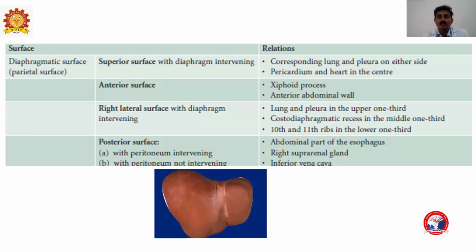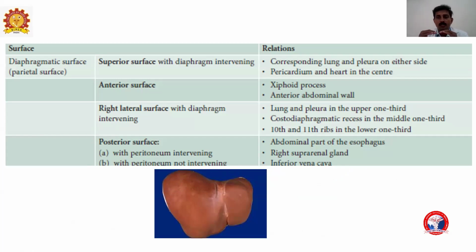We see some more points, or what are the structures which are directly in relation to these surfaces. Now you see in this picture the superior surface. What is the superior surface? This is the superior surface. We have the corresponding lung and pleura on either side, pericardium in the center.